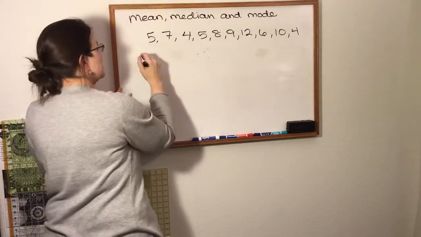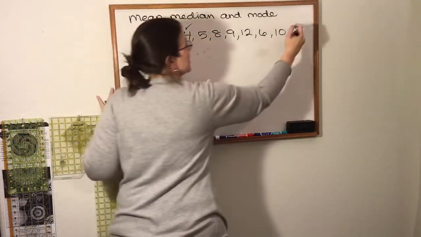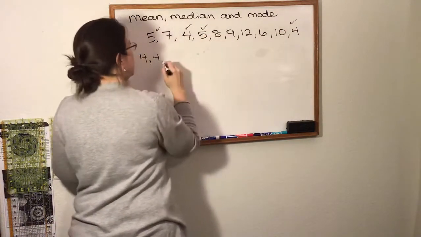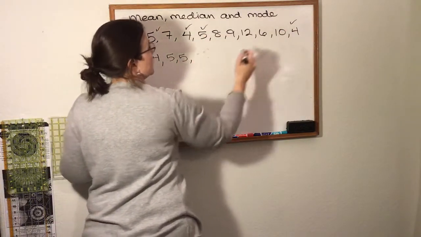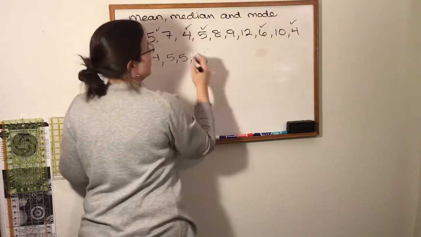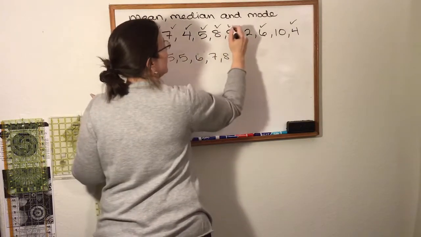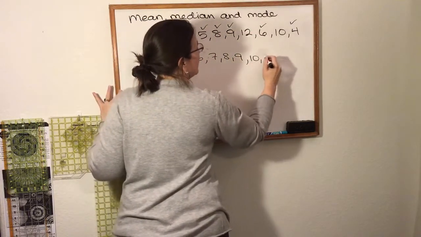So my lowest number is a 4, but notice I have 2 of them. Then I've got a couple of 5s. I've got a 6. I've got a 7. I've got an 8. I've got a 9. 7, 8, 9. I've got a 10. And I've got a 12.